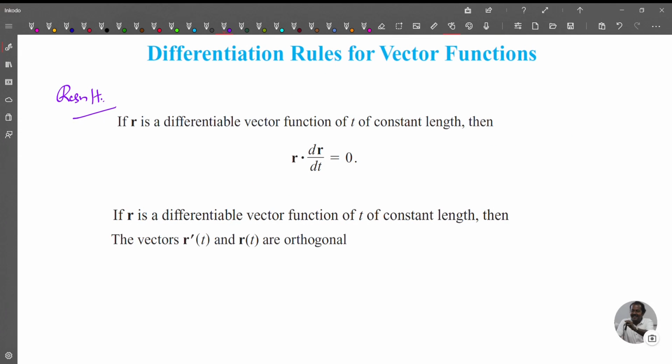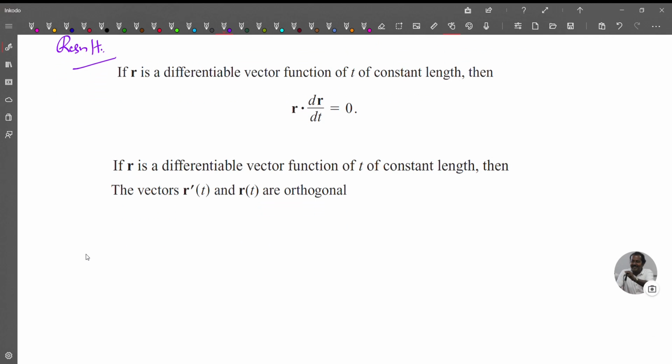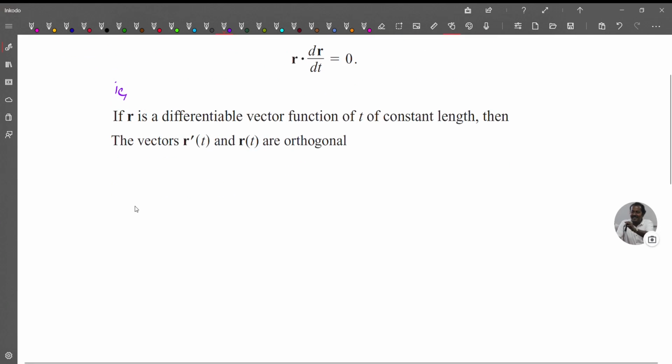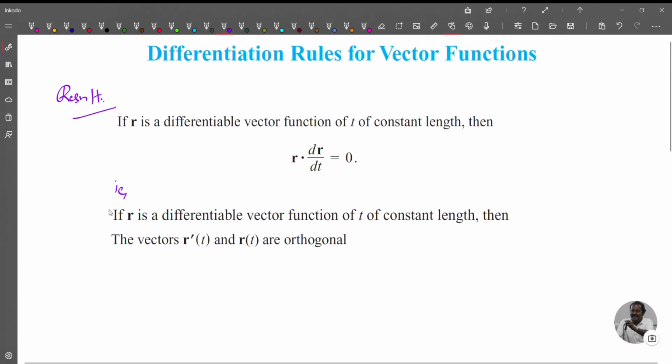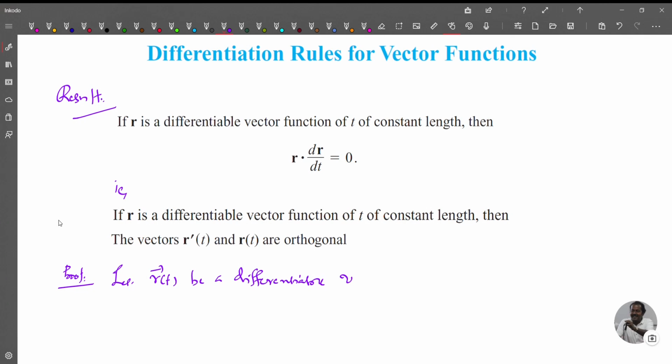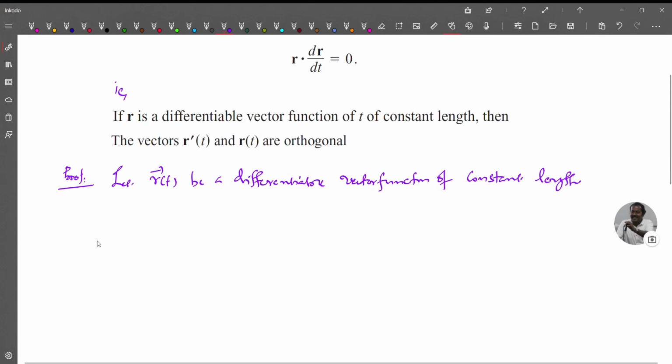Now we prove a result. If r is a differentiable function of t of constant length, then r dot dr by dt equal to 0. That is, we can say that if r is a differentiable vector function of t of constant length, then the vectors r prime of t and r of t are orthogonal. So we assume that r is a differentiable vector function of t of constant length. Let r of t be a differentiable vector function of constant length. That is, modulus of r of t is a constant.